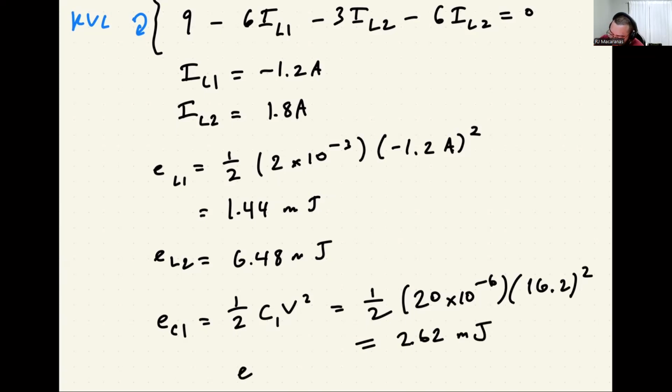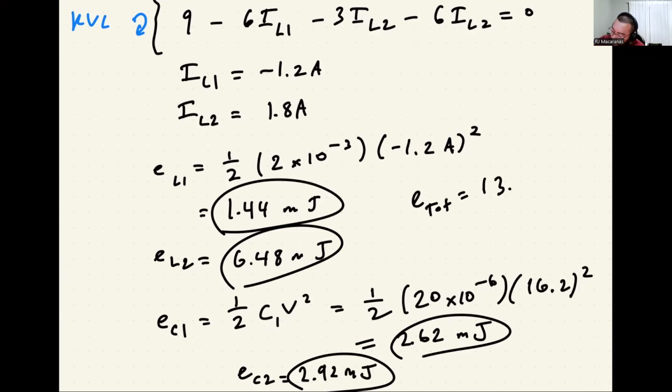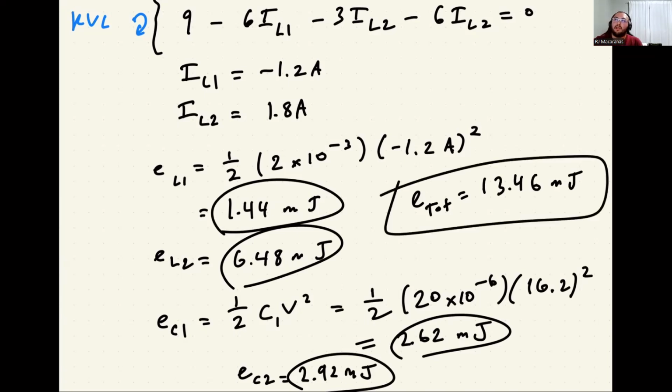You can repeat this for the second capacitor and find that that's 2.92 millijoules. And if you add up this, this, this, and this, then the total energy is going to be 13.46 millijoules there. Pretty straightforward, I think.